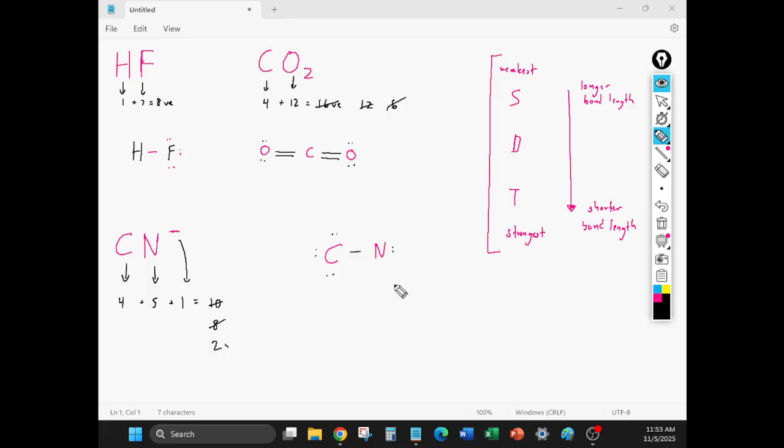We give those to nitrogen, but nitrogen now does not have an octet. We're going to move 1 pair to make a double bond, but if we do that, nitrogen is still not happy, so we finish it up by adding a triple bond in between them. And then for the last thing for this one, you need to put brackets around it and put a minus sign because it's an ion.